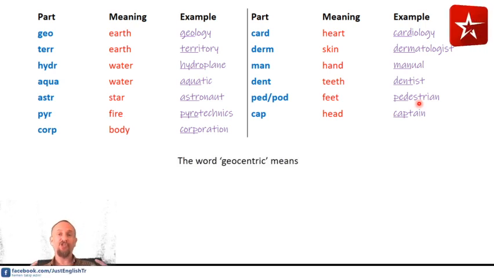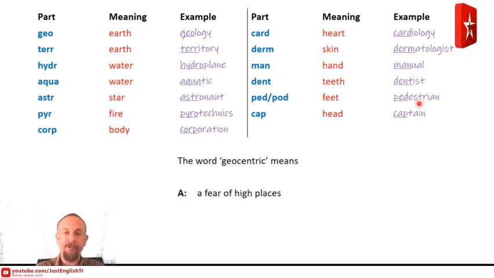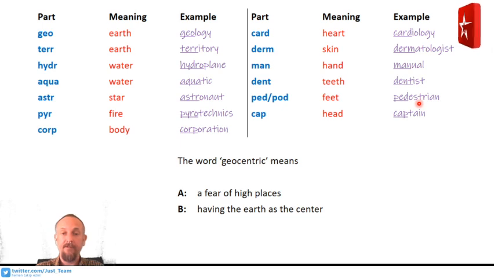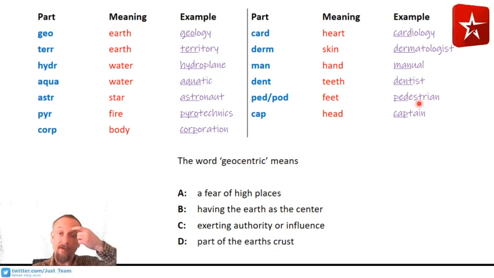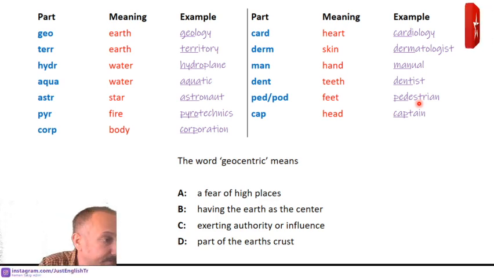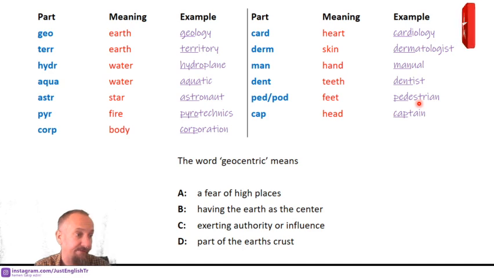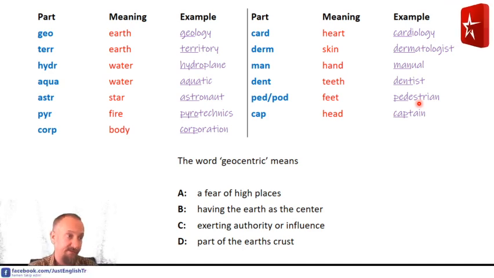So our first word is geocentric. Let's think about that for a second. I'll put the options up. A, a fear of high places. B, having the earth as the center. C, exerting authority or influence. And D, part of the earth's crust. Oh, sorry, that terrain, very good, Onur. That's a lovely example. Hydrogen's a wonderful example as well. Discard.